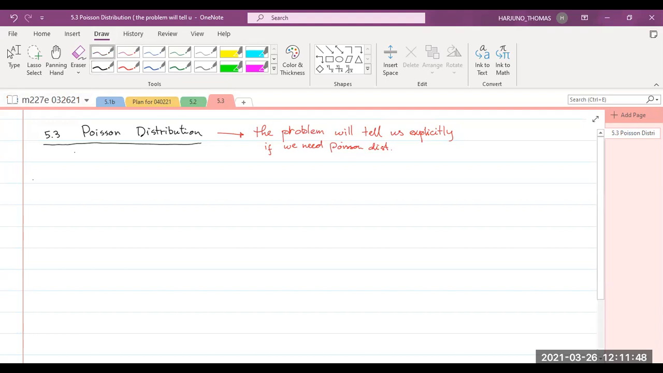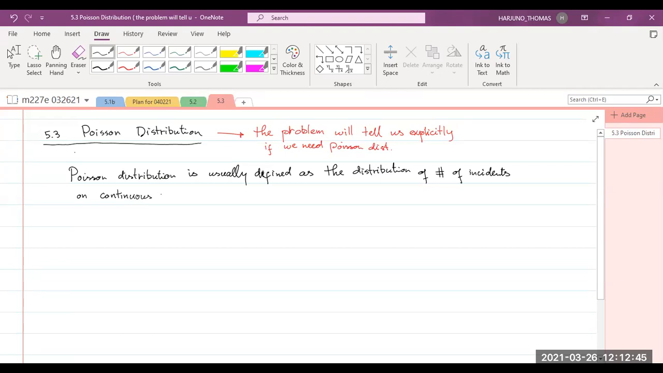Now, the Poisson distribution is usually defined as the distribution of the number of incidents. You can call that the number of successes over a continuous domain.